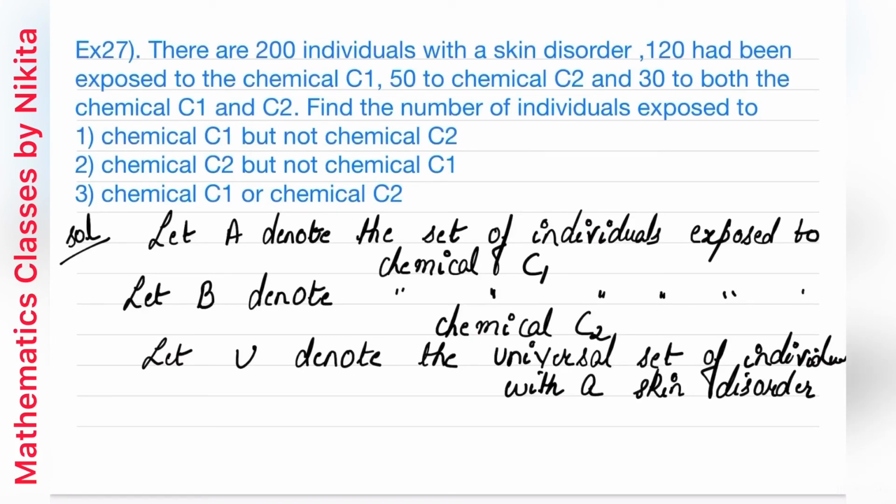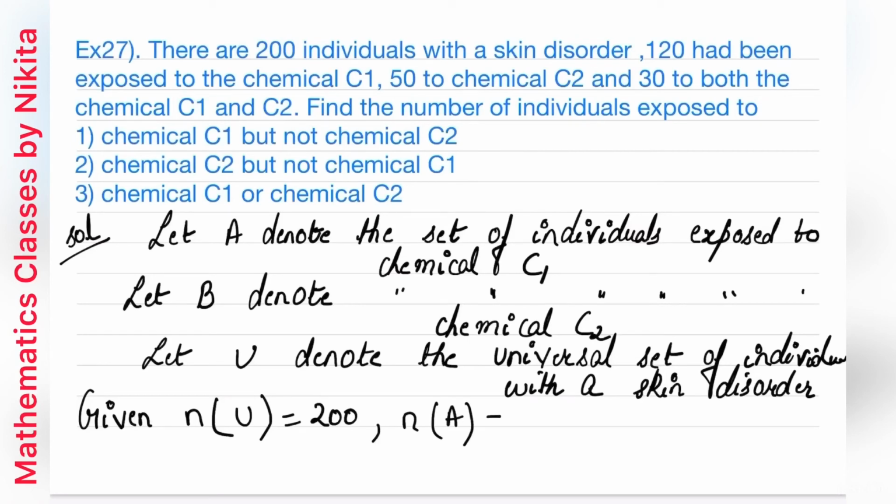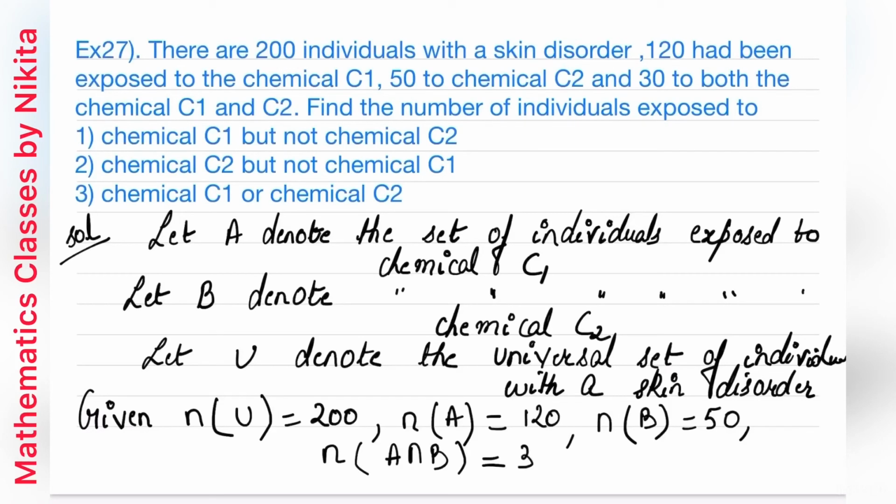So all these things you have to first of all write down. Now, it is given that the number of elements in U is equal to 200. Number of elements in A, so 120 had been exposed to chemical C1, is 120. 50 to chemical C2, so N of B is 50. And 30 to both, so the intersection, N of A intersection B is equal to 30.